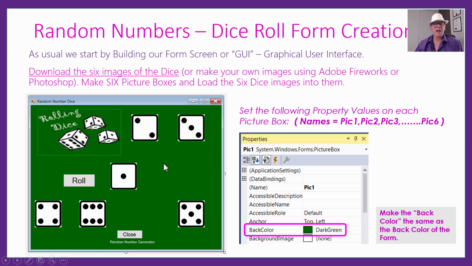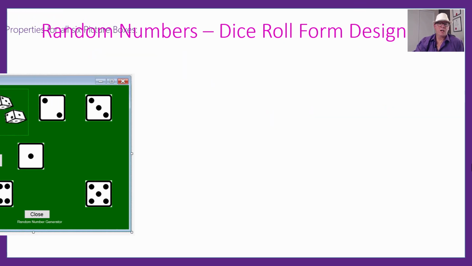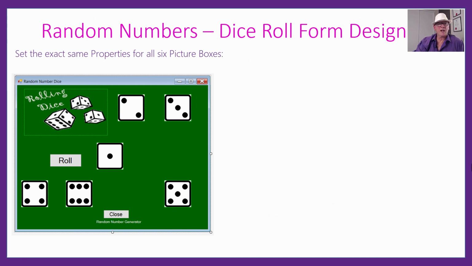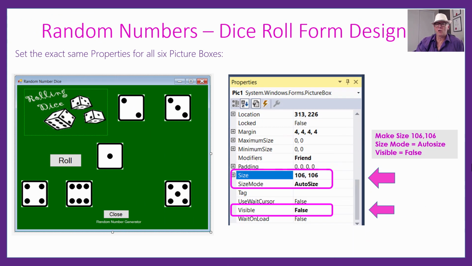And because this form color is dark green that we're using here, it's best to make the back color of those dice dark green as well, so they won't have any white crunchy edges and they'll kind of blend in really well. Okay, so we set the exact same properties for all 6 of those picture boxes, and some other properties we need to set is to make the size 106, 106 so that they're nice squares. Size mode is going to be auto size, and visible is false because when the program starts, we don't want to see any of these dice faces on the screen.